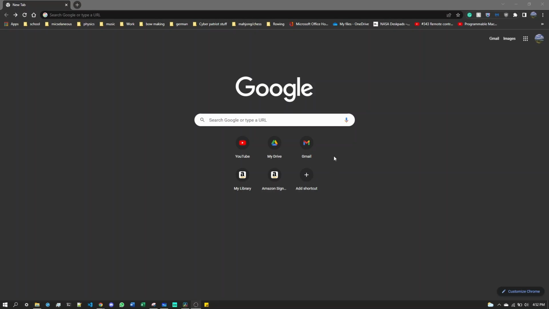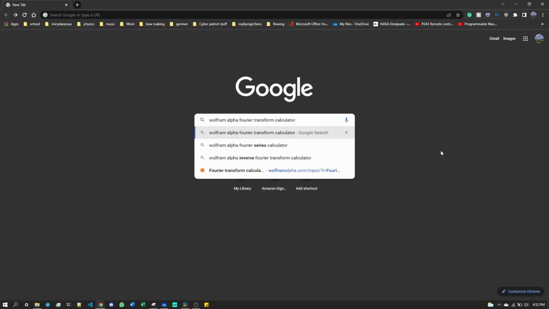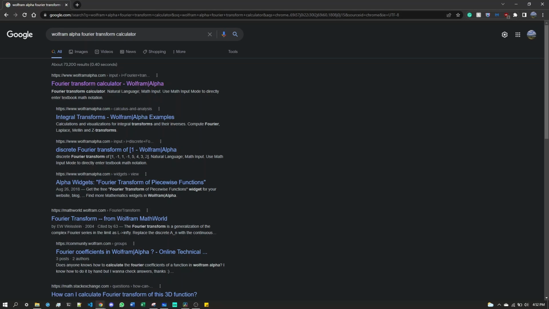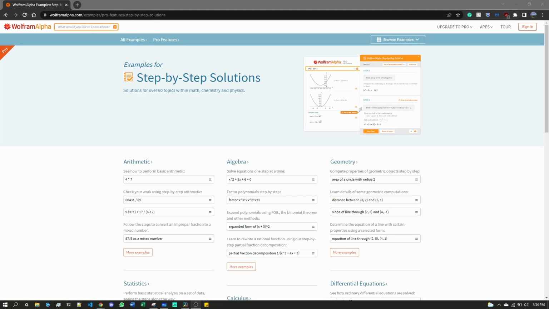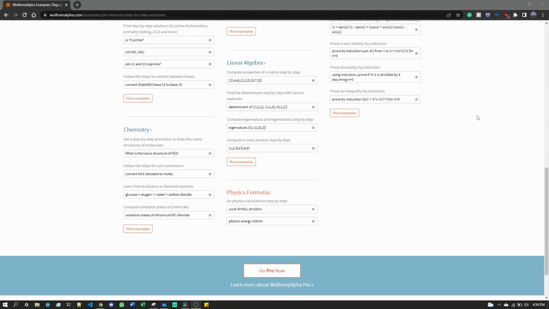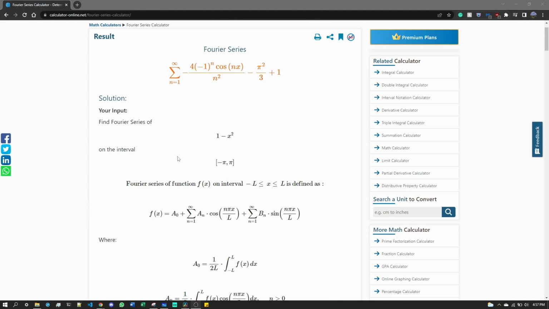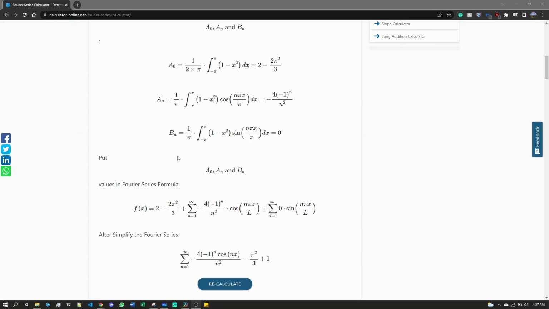Now, you might be wondering, that's all fine and dandy, but how do I actually do a Fourier transform? Step 1. Go to whatever browser you use and type Wolfram Alpha Fourier Transform Calculator. Okay, obviously, I'm just kidding. But one of the best ways to learn is by looking at examples. And tools like Wolfram Alpha, or one of the many other Fourier transform calculators, often offer step-by-step solutions that you can look at to see how they work.